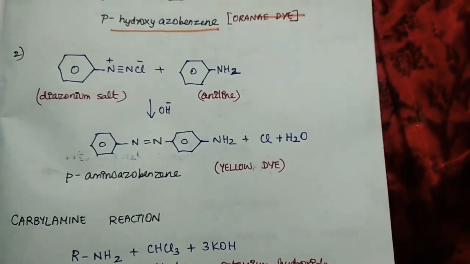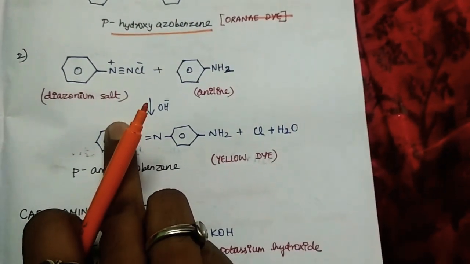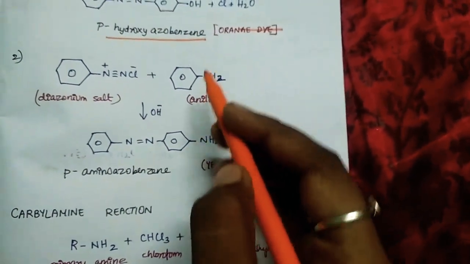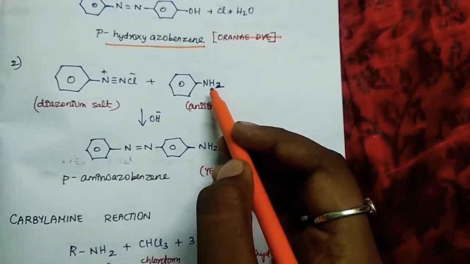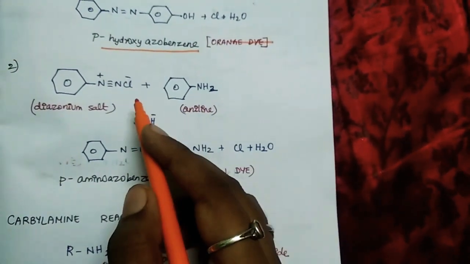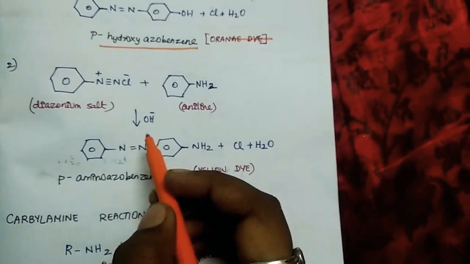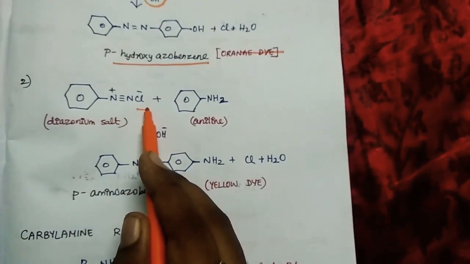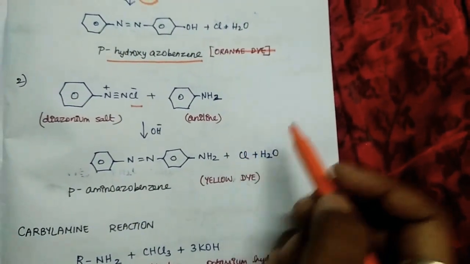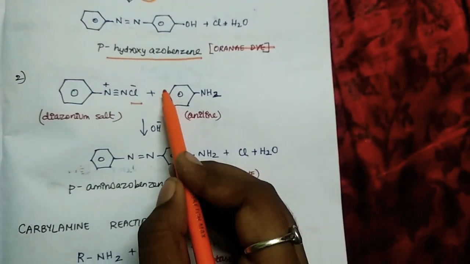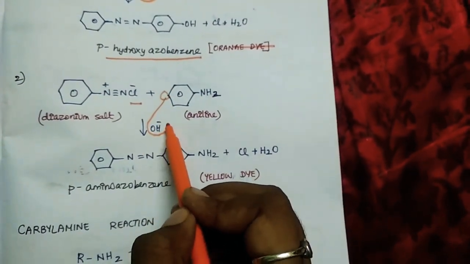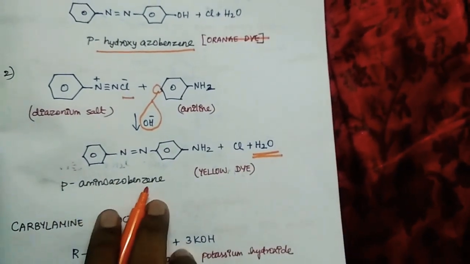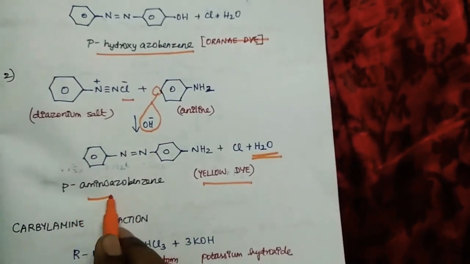So in the second case, here the diazonium salt is reacted with an aniline. Aniline means when a benzene ring is attached with NH2. So when the reaction takes place in the presence of OH minus, it forms para-aminoazobenzene. Here the Cl is removed like the same previous process, and then the H present here is removed with this OH minus as H2O. And aminoazobenzene is a yellow dye because of its amino group.